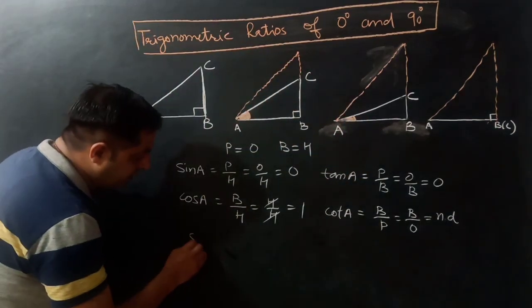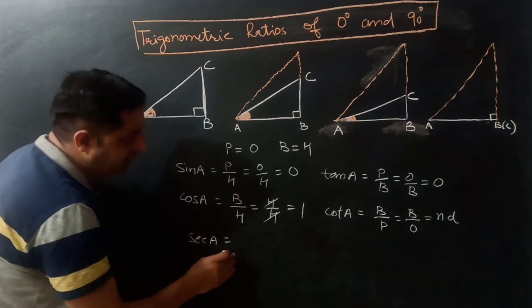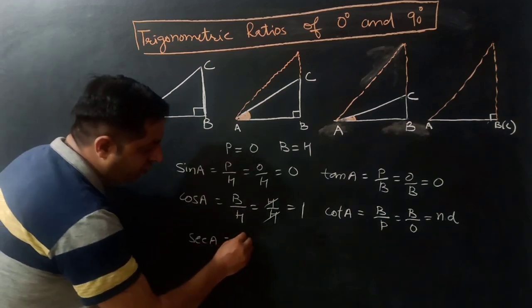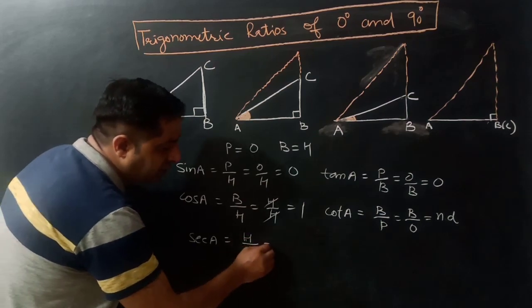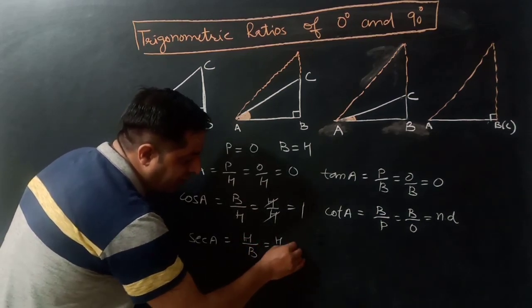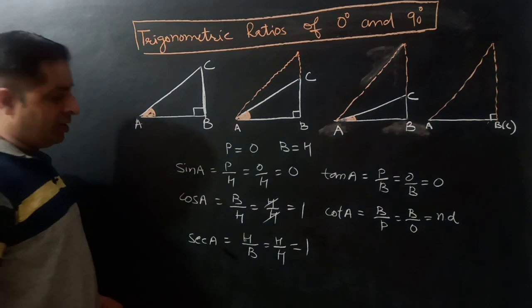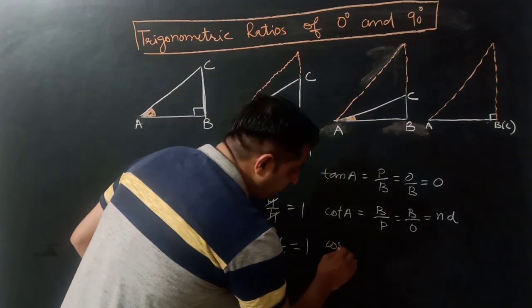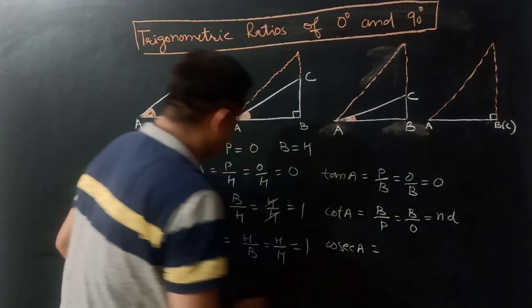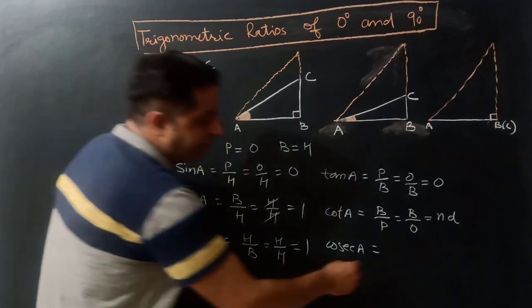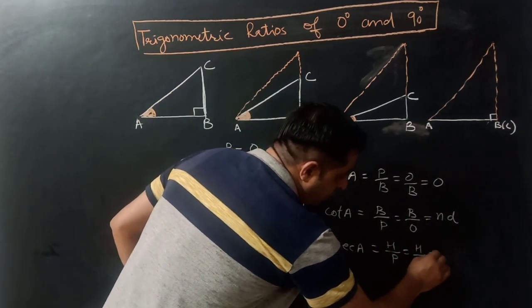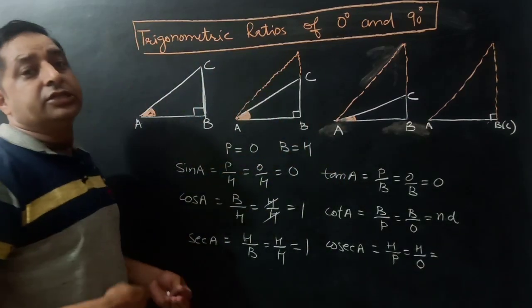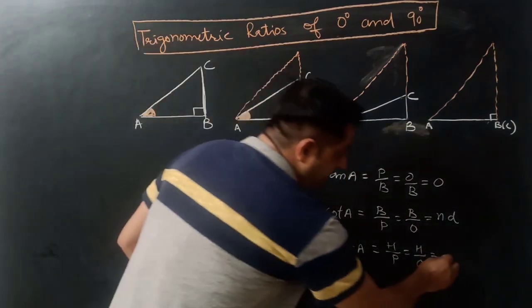Now next is secant A. Secant A is the reciprocal of cos, that is H upon B. Again H and B are same. Therefore we can write it as H upon H. We will get the answer 1. Now next is cosecant A. Cosecant is the reciprocal of sine, then it becomes H upon P. Now H upon 0, therefore it is a not defined term.